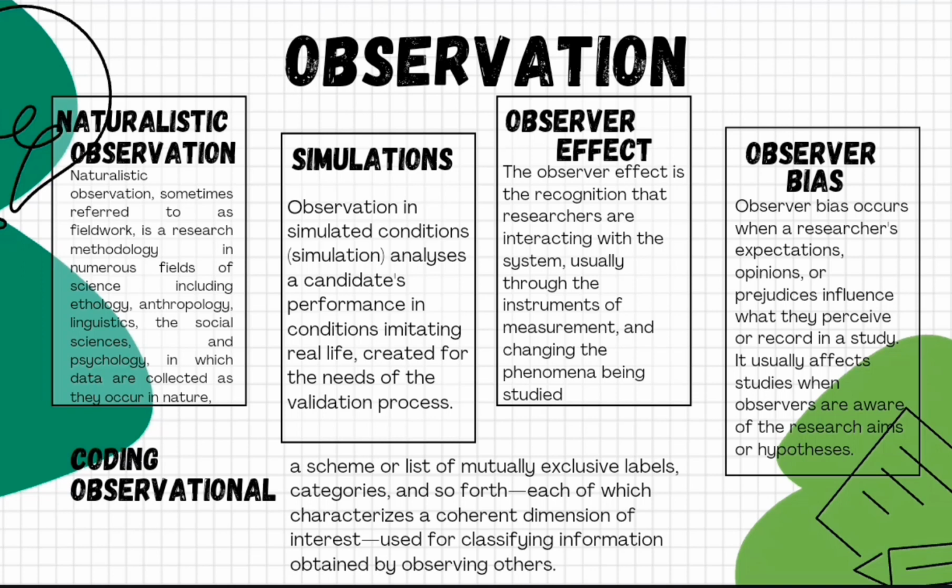So in observer effect, a form of reactivity in which a researcher's cognitive bias causes them to unconsciously influence the participants of an experiment. Observation bias occurs when a researcher's expectations, opinions, or prejudice influence what they perceive or record in a study. It usually affects studies when observers are aware of the research aims or hypothesis.